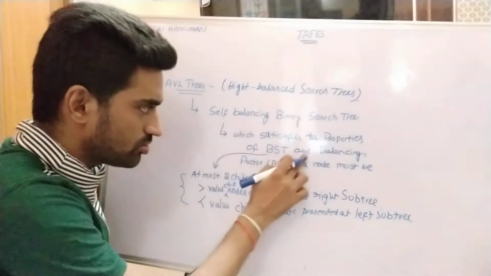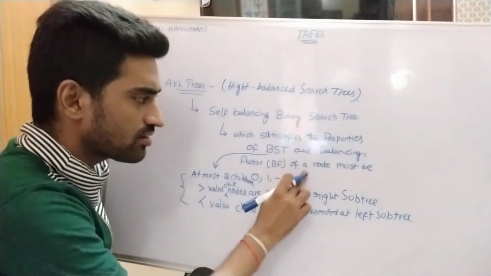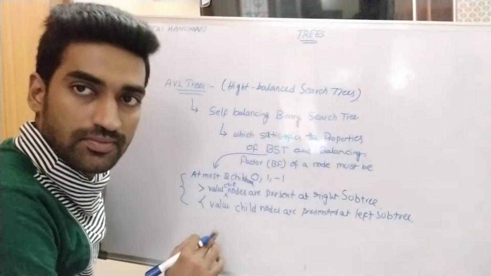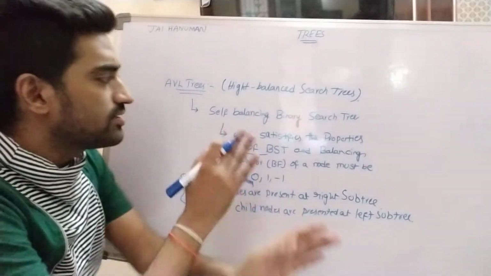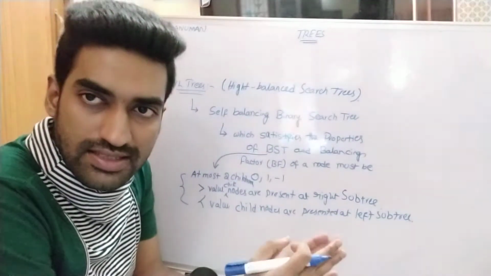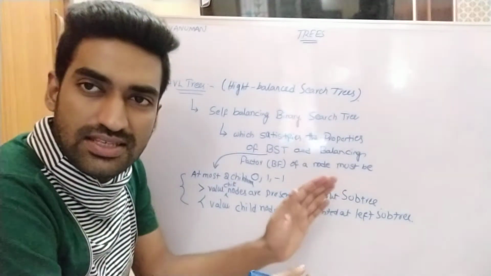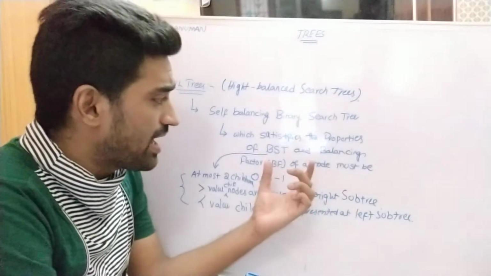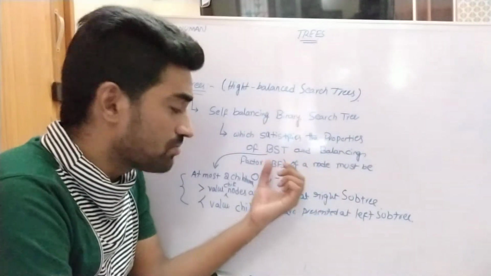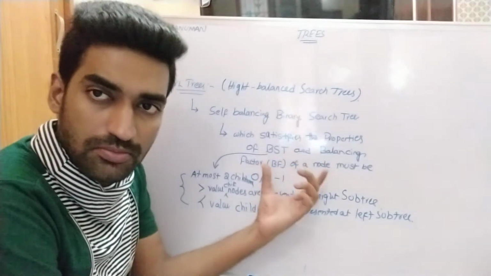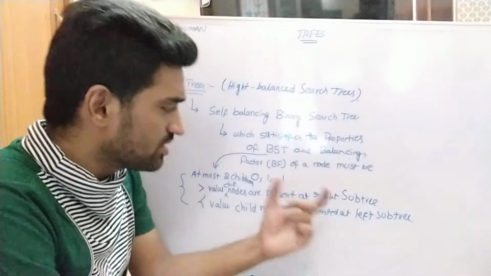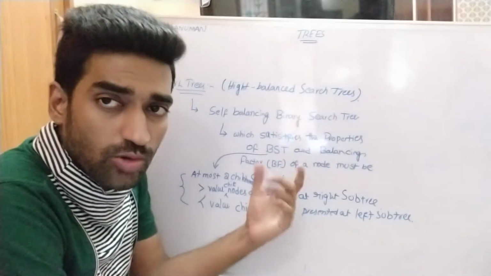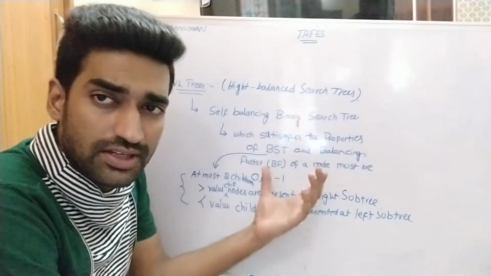In addition to that, the balancing factor of a node must be 0, 1 or minus 1. So simply, an AVL tree is a self-balancing binary search tree which satisfies the properties of a binary search tree as well as the balancing factor of a node being 0, 1 or minus 1, right? So what is the meaning of balancing factor, and how do we measure the balancing factor for a node?